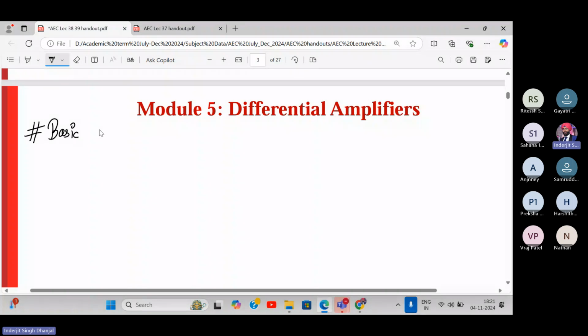The basic dual input, balanced output DFAM. I'll be writing the short form now: instead of differential amplifier, I'll write DFAM. Okay, so let's draw this differential amplifier. It goes like this. We have two N-channel MOSFETs connected in such a fashion.